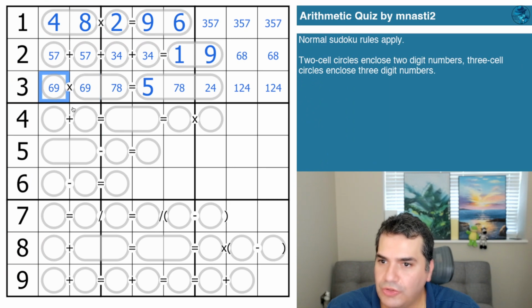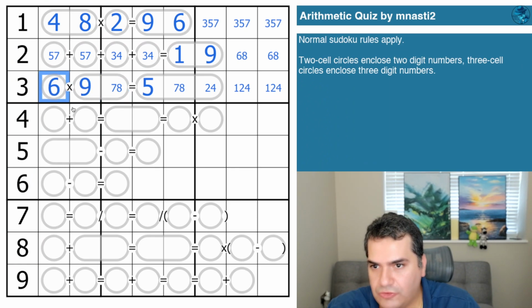So I guess continue this trick where I'm multiplying by 10 and taking away the digit. So if it's 67, it's 670 minus 67. That doesn't work. If it's 68, it's 680 minus 68. Doesn't work. So this has to be the 9. This has to be the 6.